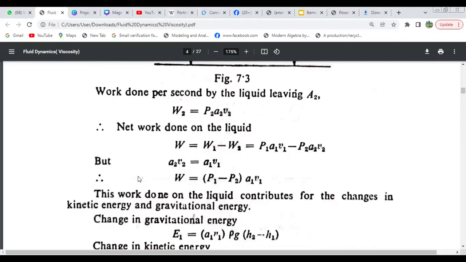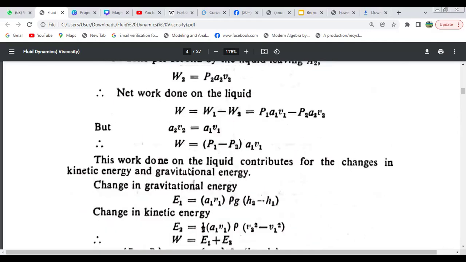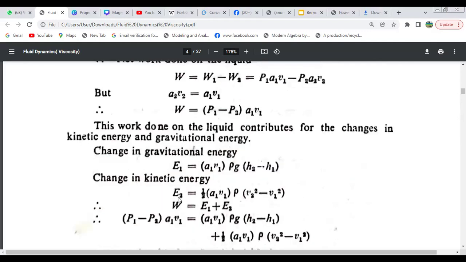But A2 V2 equals A1 V1. This is the continuity equation we derived in our previous slide. So by using the continuity equation, W will be P1 minus P2 times A1 V1. This work done on the liquid contributes to the changes in kinetic energy and gravitational energy. So the change in gravitational energy will be rho g A1 V1 (h2 minus h1). The change in kinetic energy will be half m v square, where rho is the mass per unit volume.